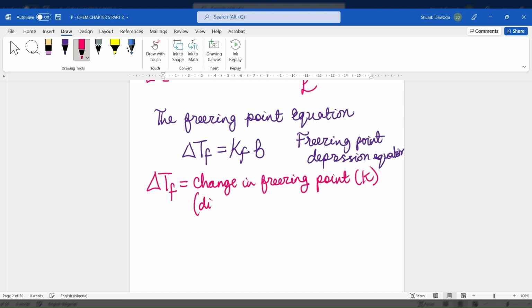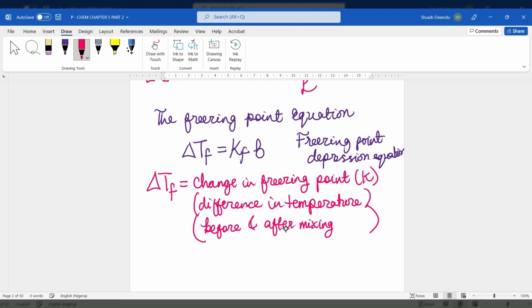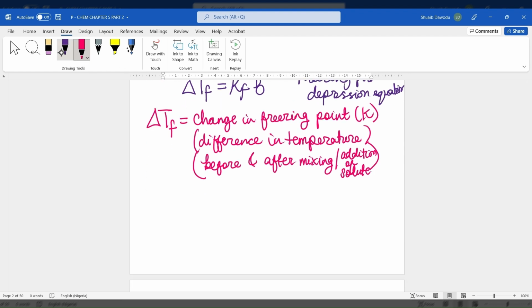It is just basically the difference in temperature before and after mixing. So mixing in this case is basically the addition of a solute. So before and after addition of solute. Okay, that is basically what this is. Before and after addition of solute. So that's what ΔT_F stands for.